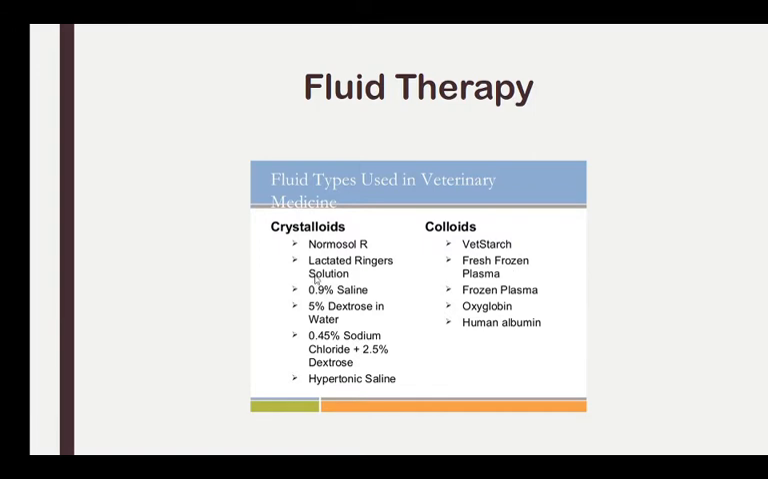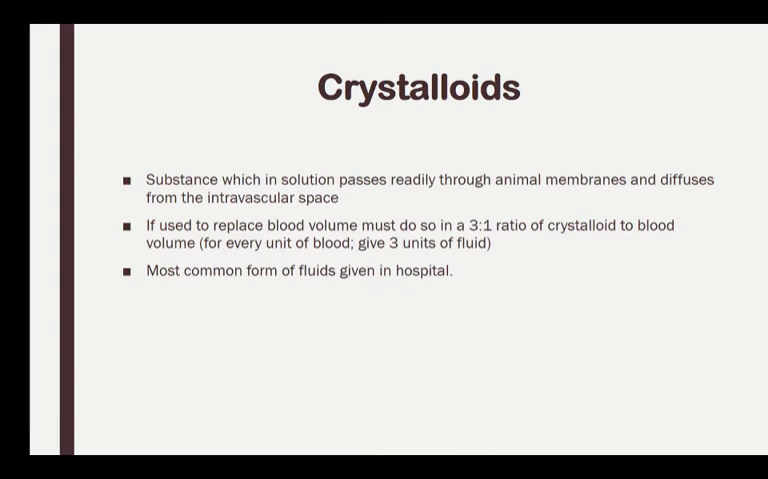All of these fluids are made differently, and each animal that is sick has an individual disease, so we have to look at the disease and figure out what's going on with them before we choose the appropriate fluid. A crystalloid is a substance which in solution passes readily through animal membranes and diffuses out of the intravascular space. So it goes from your IV into the tissues pretty easily.